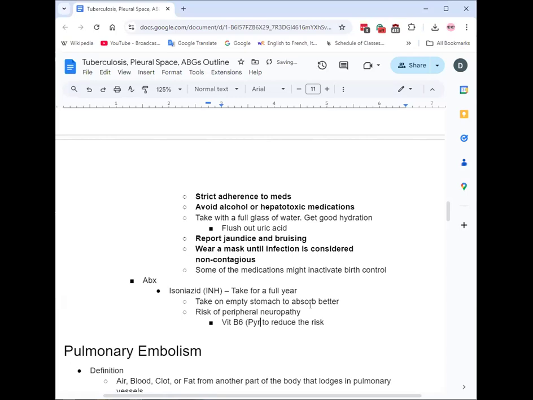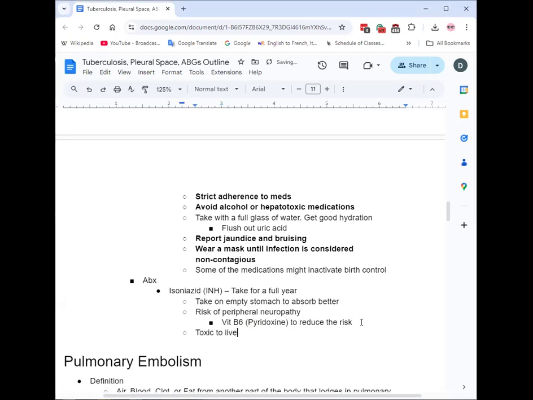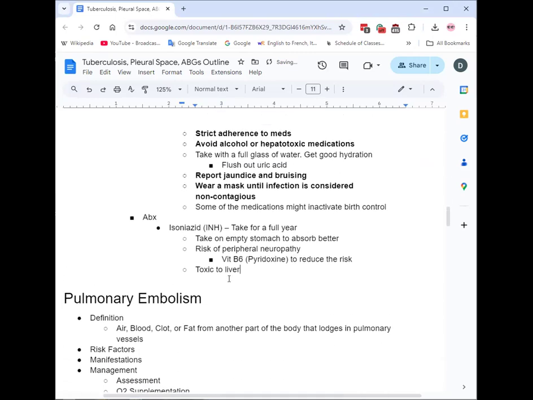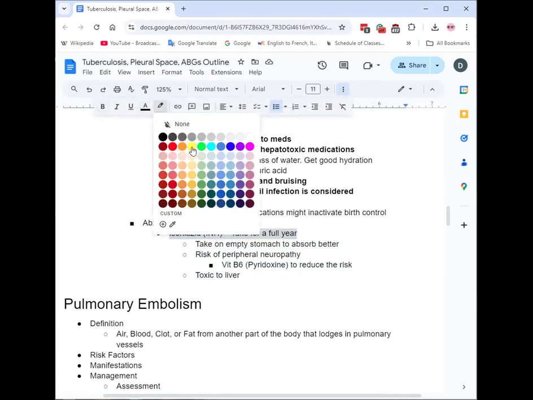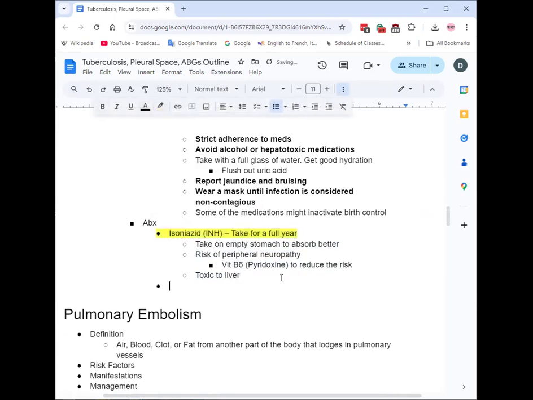Pretty sure they're not going to bring that one up, but just in case. Vitamin B6, and again, it's toxic to the liver. That's one of the common things with all of these. So all three of these points are very important to know. You need to for sure know isoniazid. But the thing that makes this one unique is the peripheral neuropathy and maybe taking it on an empty stomach compared to the other ones. A lot of the other ones you can kind of cluster down.